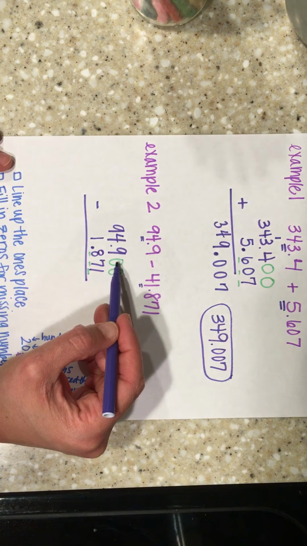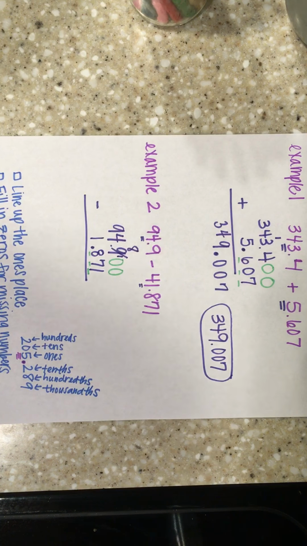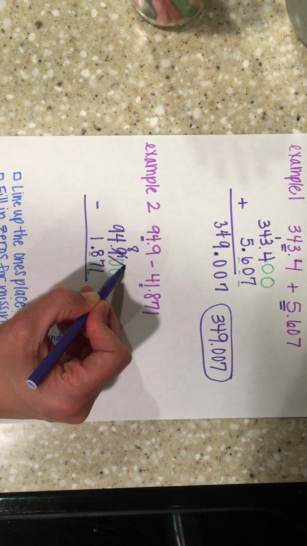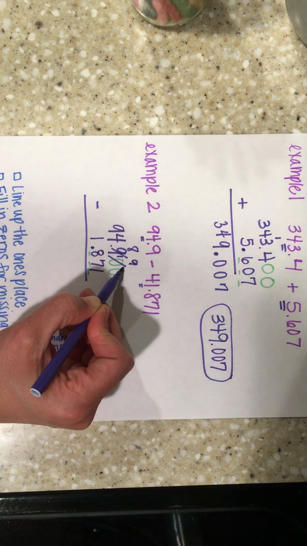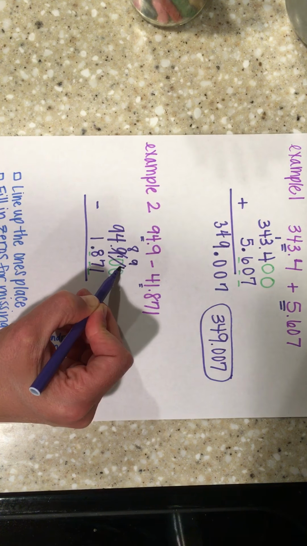So I'm going to go to the tenths place. I'm going to take 1 away from the 9, make that an 8, and bring the 1 next to the hundredths place. I'm going to go ahead and cross off that 10, make this a 9, and bring over the 1 for the thousandths place. Now I am all set to subtract.